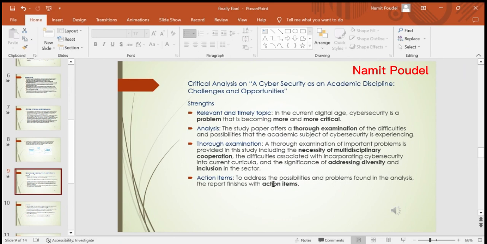It is a relevant and timely topic. In the current digital age, cybersecurity is a problem that is becoming more and more critical. The research paper offers a thorough examination of the difficulties and possibilities. Action items: to address the possibilities and problems found in the analysis, the report finishes with action items.